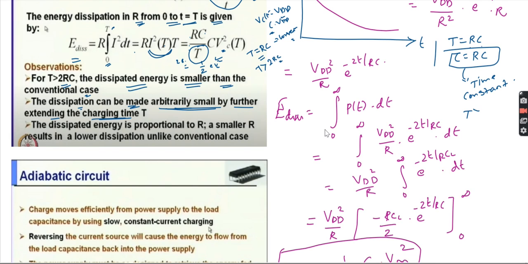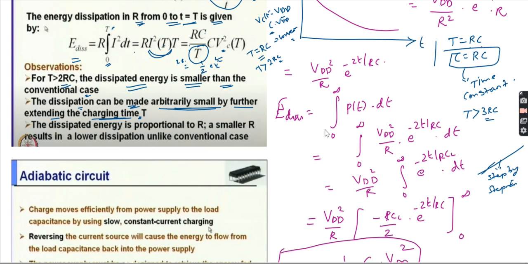If T is greater than 2 RC, for instance if I take 3 RC instead of 2 RC, automatically you can reduce the energy further. The dissipation can be made arbitrarily small by further extending the charging time T. So step by step we need to increase the time. That is the meaning, very important here.